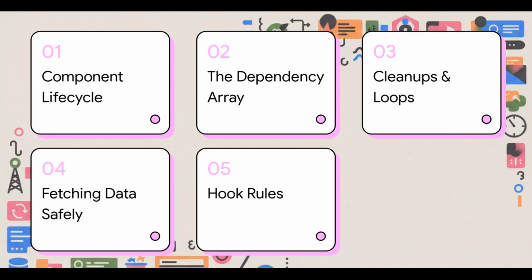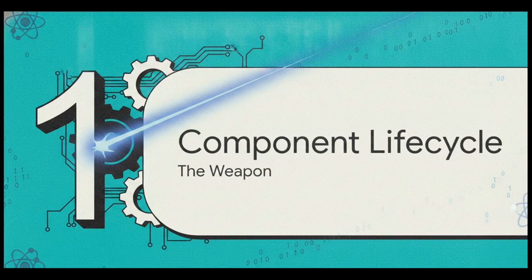So here is our roadmap for today. Number 1, the weapon component lifecycle. Number 2, aiming the weapon, the dependency array. Number 3, defusing the bomb, cleanups and infinite loops. Number 4, field training, fetching data safely. And finally, number 5, the laws of physics, hook rules. Let's get into it. Starting with section 1, the weapon component lifecycle.